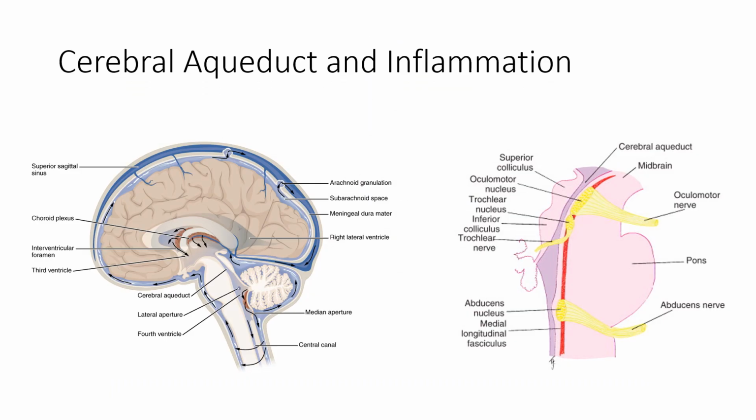Let's look here at the cerebral aqueduct and inflammation. Look at the picture on the right. The yellow here is the oculomotor nucleus and the trochlear nucleus. Okay. You can see the abducens nucleus here as well. We have our superior colliculus and inferior colliculus, so we know we're in our midbrain. We can see the bump of the pons here.